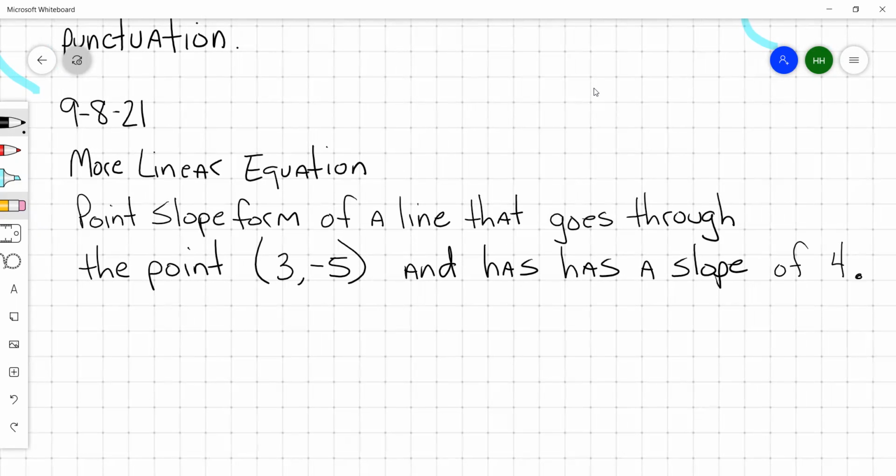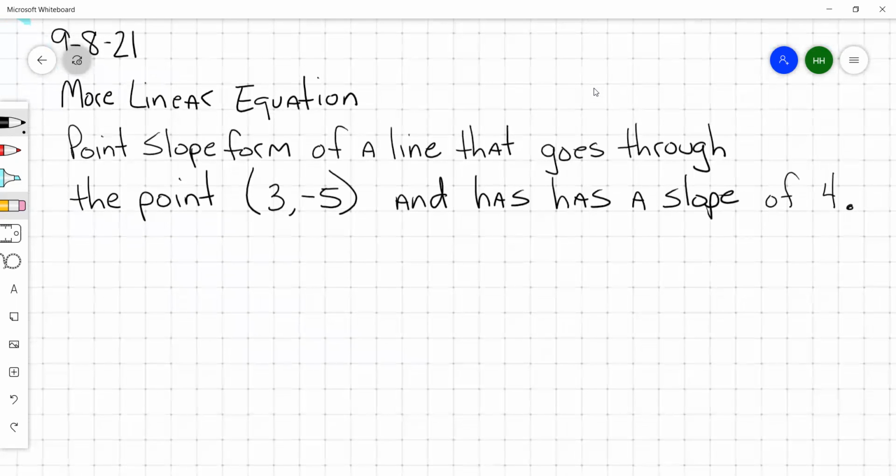When you're writing an equation in point slope form, the format looks like this. You write the letter y. Next to the letter y goes the opposite of the y value of the point that the line goes through. So in this case, we would write y plus 5. Equal sign. Then the slope. In this case, we got 4.